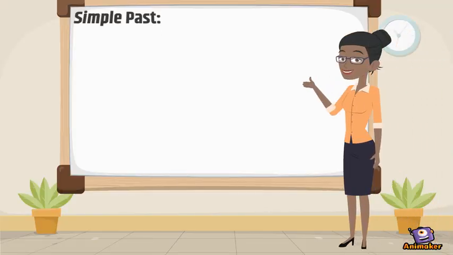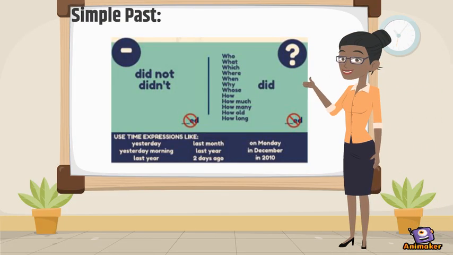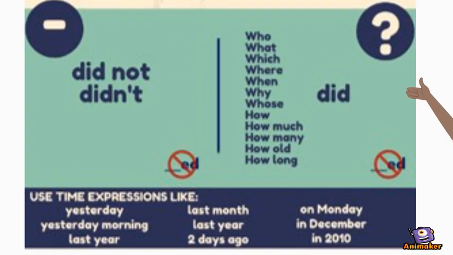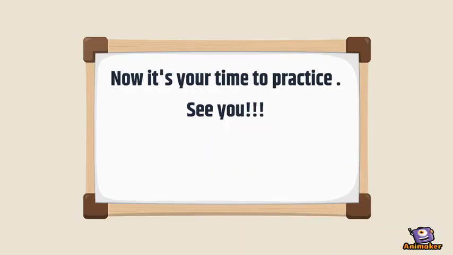And in negative sentences and questions, we use the auxiliary did for the simple past. Now it's time to move on to practicing your simple past tense.